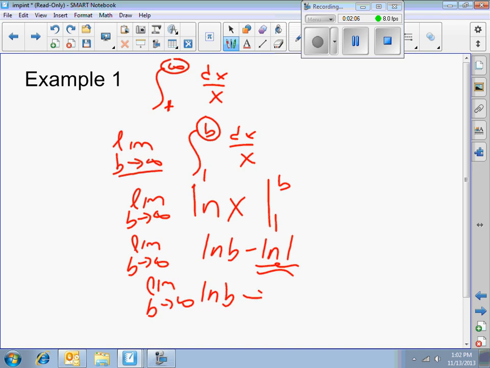Well, this one, as you learned at the beginning of last year during limits, you can evaluate by straight substitution. By substituting infinity here, natural log of infinity, you know by the natural log graph it's going off to positive infinity. So that is a case of one that is indeed divergent. It's going off to infinity.